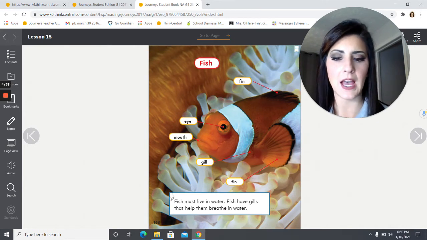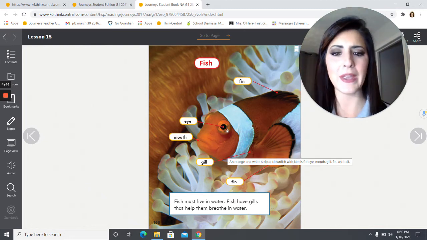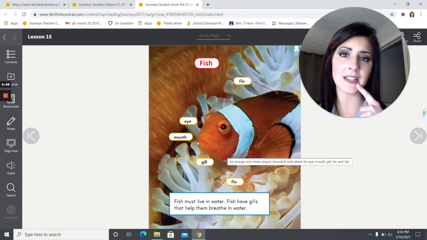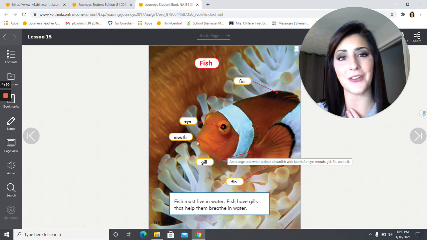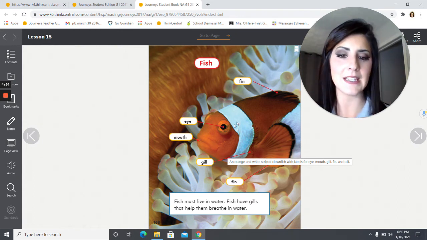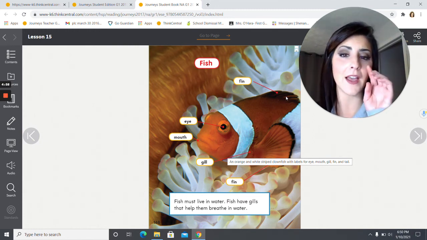So here we have a fish. It kind of looks like Nemo from Finding Nemo, right? Looks like a clownfish. We have an eye, a mouth. We have eyes and a mouth. So that's something similar between, we will find out, humans are mammals, and we have eyes and mouths. Now, do we have fins, boys and girls? No, we do not. So that's something that only fish have.